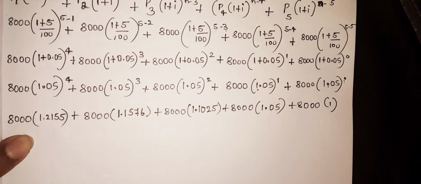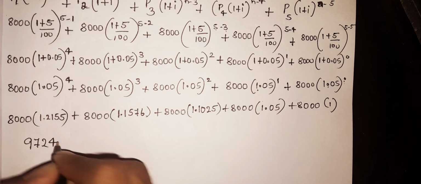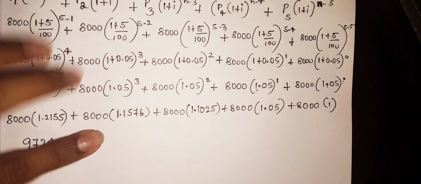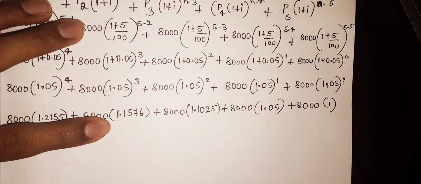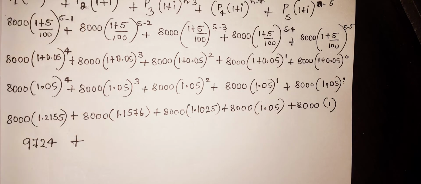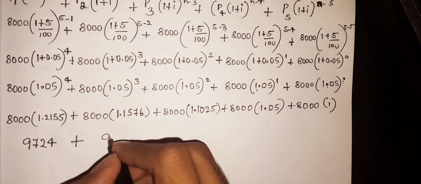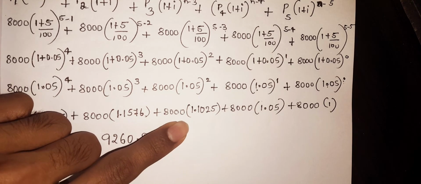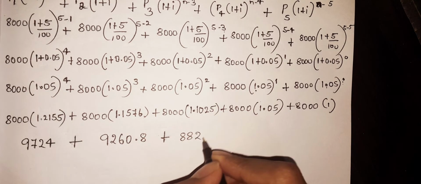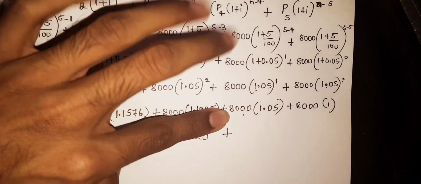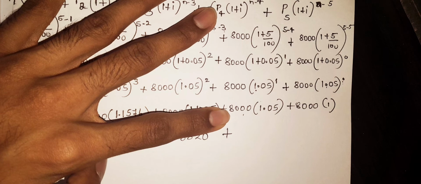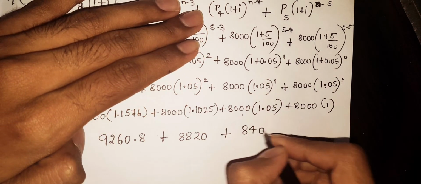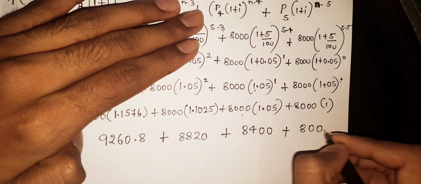8000 into 1.2155 will be 9724, plus 8000 into 1.157, the answer will be 9260.8, plus 8000 into 1.1025 will be 8820, plus 8000 into 1.05 will be 8400, plus 8000 into 1 will be 8000.